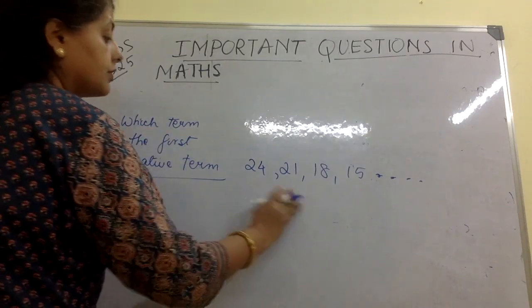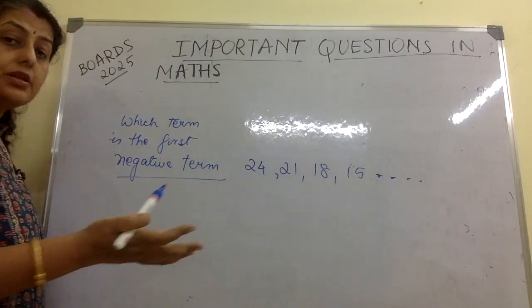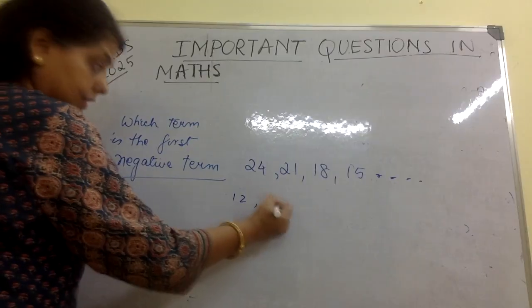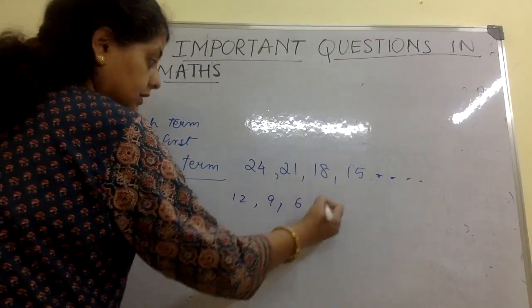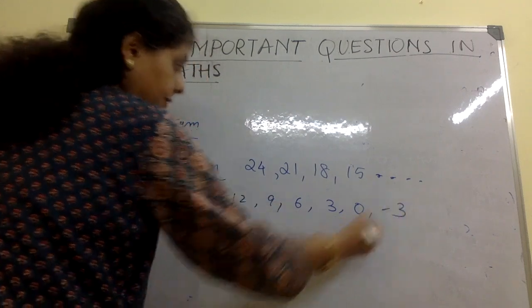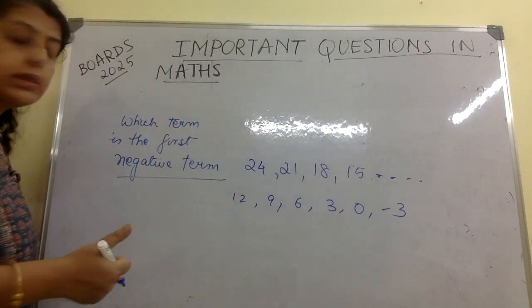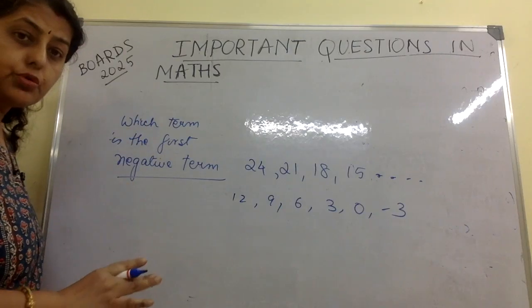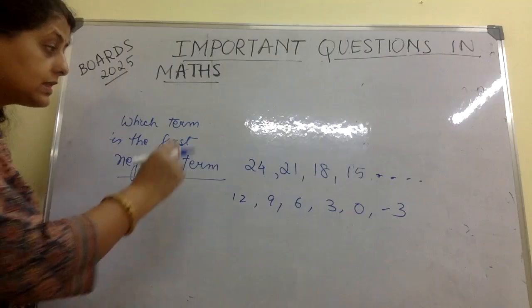The first negative term is, now here what people do is 15, then 12, then 9, then 6, then 3, then 0 and then minus 3. This is what people do. It's okay for MCQ. But if they've asked it as a question, they will not give you your marks if you are doing this. Why? Because this can't be the method.